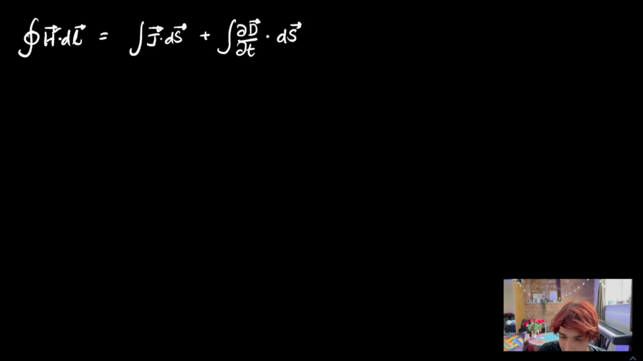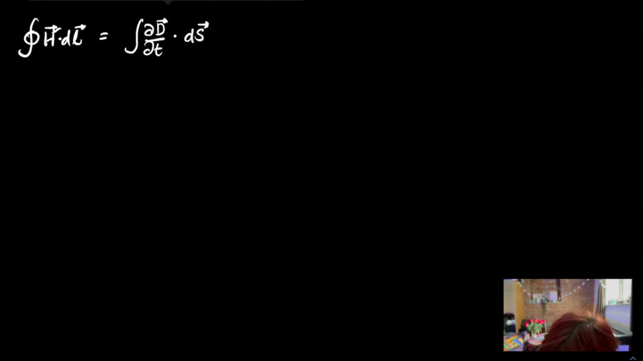There's not going to be any current flowing. We're not considering any current flowing. So that term can essentially just disappear. And so we get this simplified version right here, where this relates the H field and the D field right here. So what do we have on the right-hand side? Well, we have H dot dl.